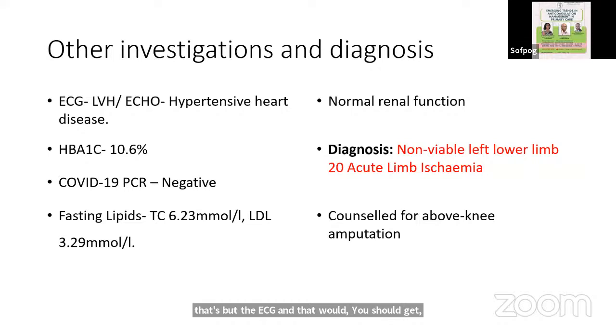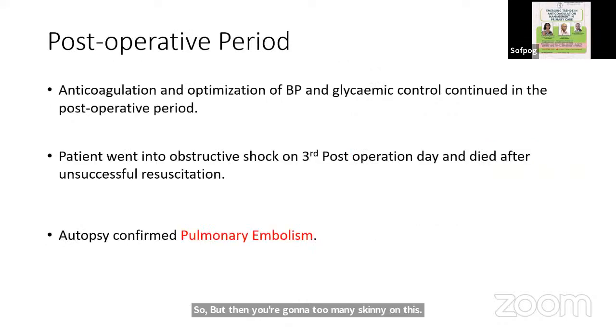At that point, based on the clinical findings and the arterial Doppler, the diagnosis of a non-viable left limb secondary to acute limb ischemia was made, and the patient was counseled for amputation. The intraoperative findings were unremarkable. Post-op day 1 and post-op day 2 were unremarkable. Unfortunately, at dawn on post-op day 3, the patient went into shock, and there were several attempts to resuscitate this patient, including trying to get him to ICU, all of which were unsuccessful. Unfortunately, the patient passed away, the cause of death being a massive pulmonary embolism.